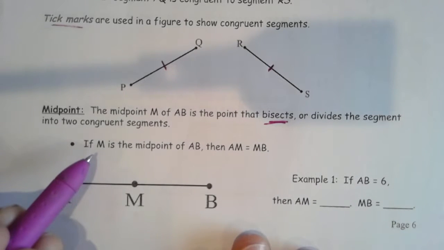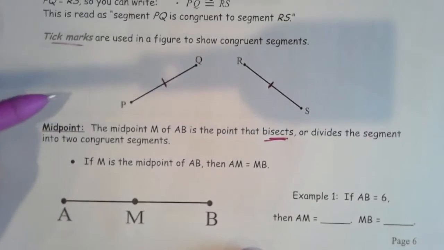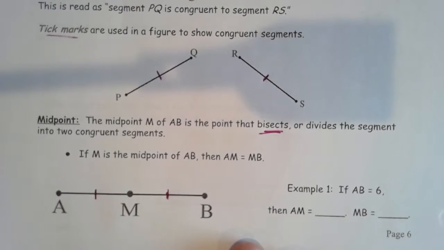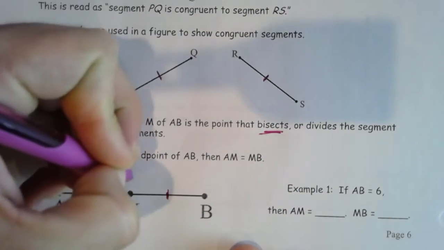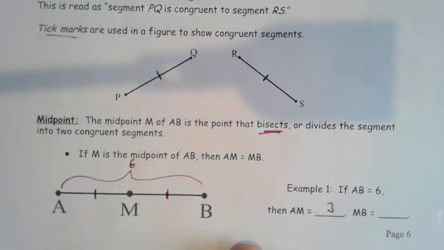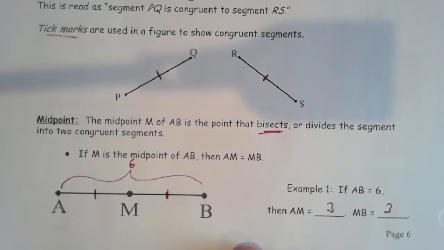I can say that if M is the midpoint, then AM is equal to MB, because it cut it into 2 equal parts. And following those tick marks from above, AM is equal to MB. Now, for example, if this whole thing over here is 6, and M is the midpoint, then I cut it into 2 equal parts. That means that AM is going to be 3, and MB over here is also going to be 3.